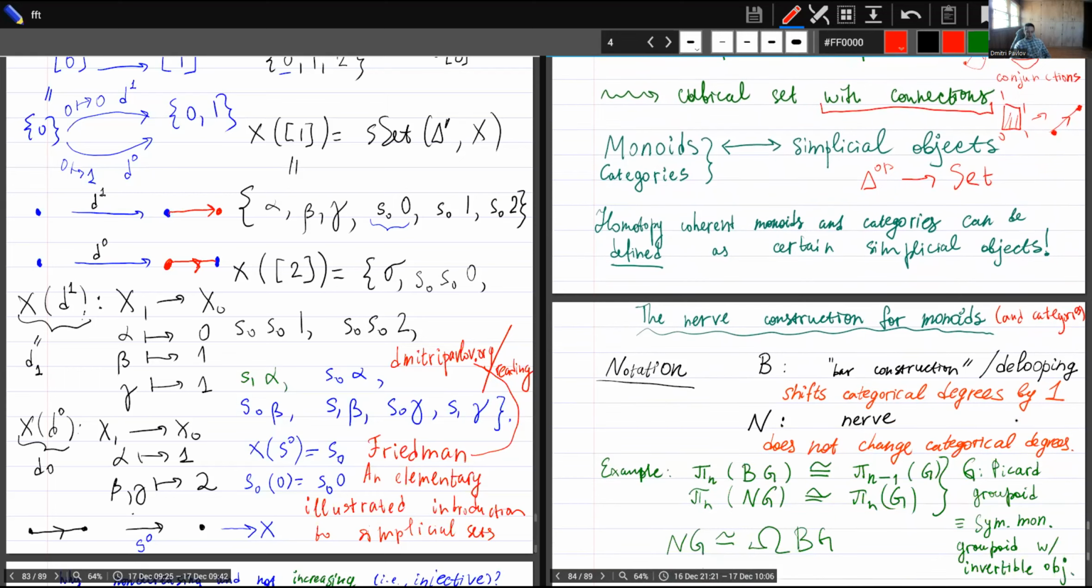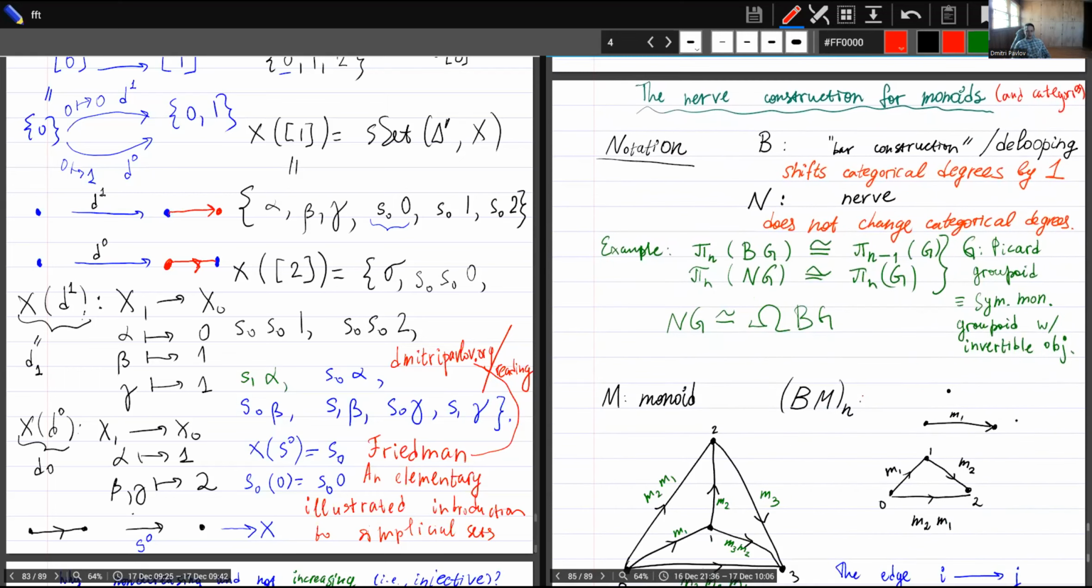Okay, so let me talk about the nerve construction for monoids and categories. There are, in principle, two notations for something very similar in spirit, capital B and capital N. Capital B is from the bar construction, but personally I would call it D-looping. And you will see why it's called D-looping in a second. And capital N is for nerve.